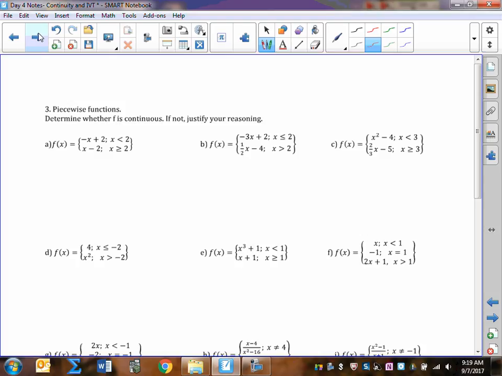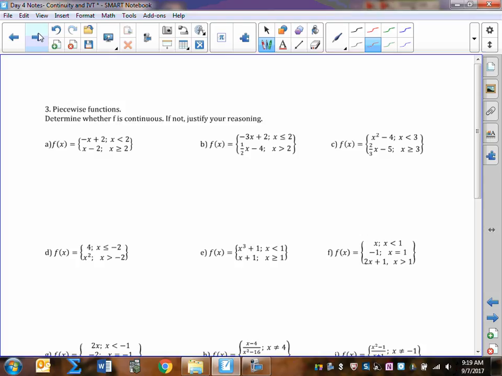Now, if they're piecewise functions, we know we have the potential to have that jump. There might even be that hole that's not filled in. Or it could be nice and smooth and continuous, but that's what we have to investigate. Okay, so remember, in order for it to be continuous, we have those three conditions. Now, it's asking if f is continuous, which means continuous on its whole domain.